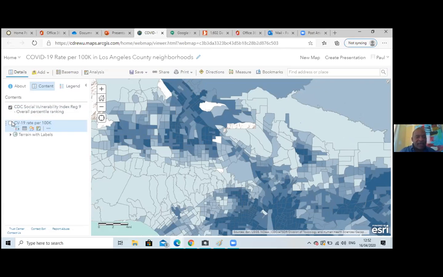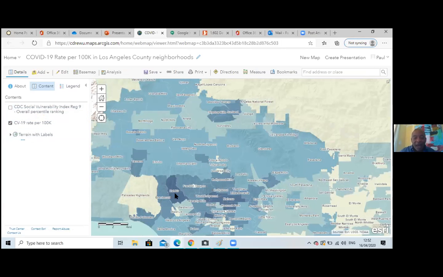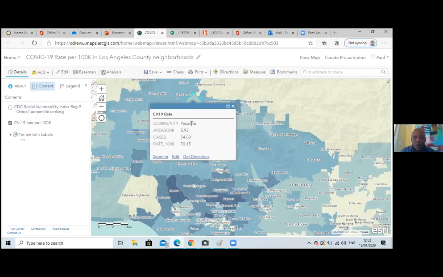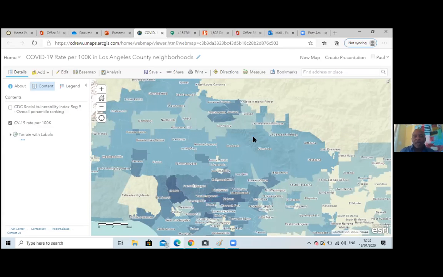But when you look at the CV19 trends in LA County, it's the opposite. This is the poor people area. This is Pacoima. The most depressed area in the county has a CV19 rate of 70.15 per 100,000, but West Hollywood has a CV19 confirmed rate of 276. Money versus no money.